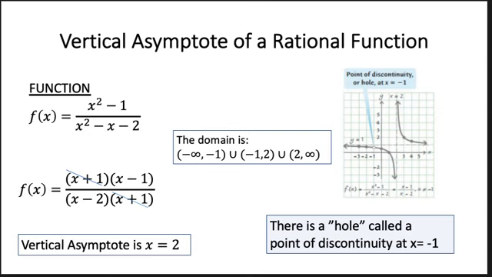If you want to find out where that occurs, well, it occurs at x equals -1. And if you want to find that y value, you're going to plug -1 back into this simplified equation, which would give you -2 over -3, and that would be equal to 2/3. So the hole is at -1, 2/3.